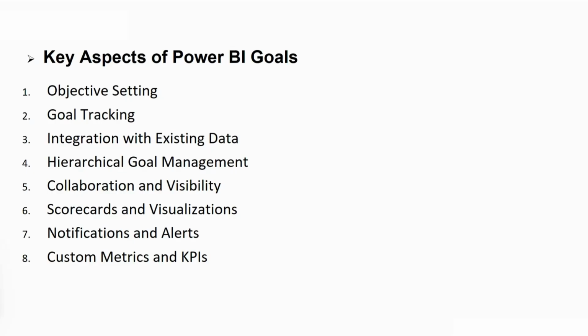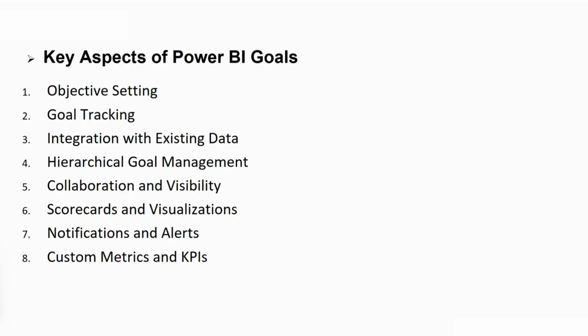The next one is scorecards and visualizations. Power BI Goals come with a scorecard view that provides a visual representation of progress towards each goal. This makes it easy for stakeholders to see at a glance where the organization stands in terms of achieving its objectives. Visual indicators such as green, yellow, and red statuses are used to denote whether the goals are on track, at risk, or off track.